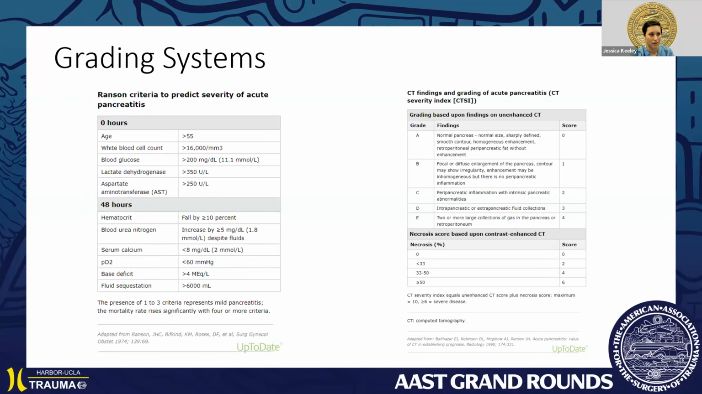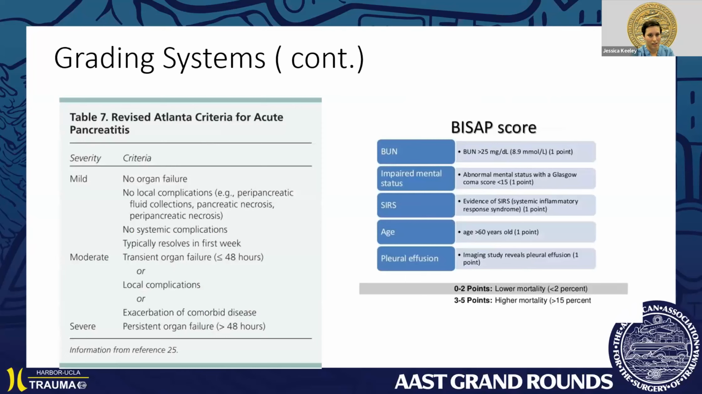Grading systems. I stole these from other places. Obviously, I did not recreate them for you today. Ranson criteria listed here, not complete until you're at 48 hours. CT severity index, you have to have a CT scan, which not all of our patients do. Revised Atlanta criteria, again, a little bit better, more clinical, but if we're going to start talking about local complications like fluid collections and pseudocysts, again, it requires imaging. And then the BISAP score here, you can see is really clinically based. And then the addition of pleural effusion can get a little dicey depending on where you practice, if everyone gets a chest x-ray or has other imaging.